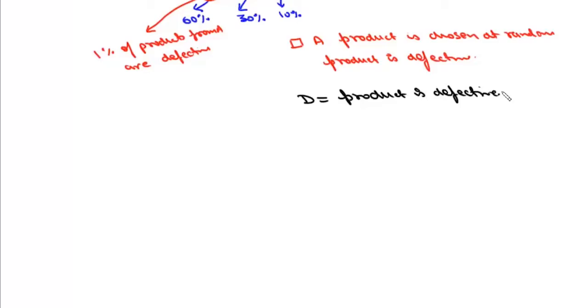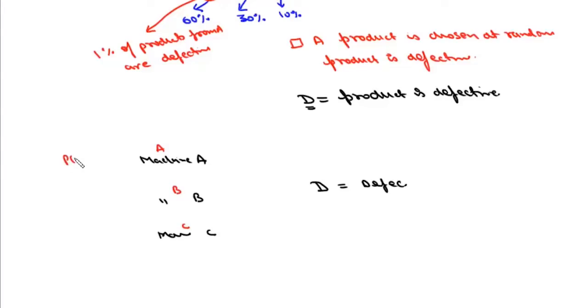So this event D depends on the outcome of the previous event, whether it has come from machine A, machine B or machine C. So what we'll do is we'll write this event D here. This event is product is defective and it depends on its previous step, and previous step is it has come from either of the 3 machines. So we'll write all these 3 mutually exclusive and exhaustive cases here. So it can come from machine A, or it can come from machine B, or it can come from machine C. Now suppose this event is A, this event is B, and this event is C.